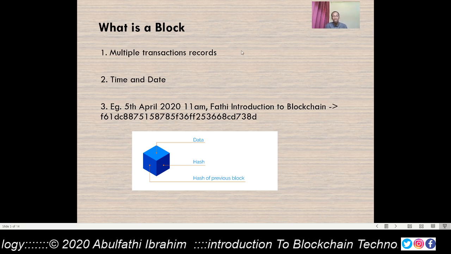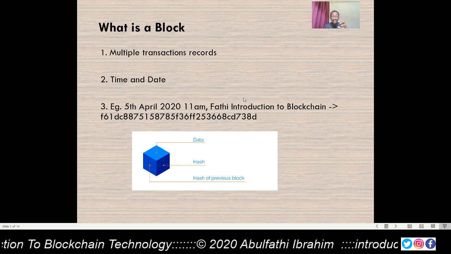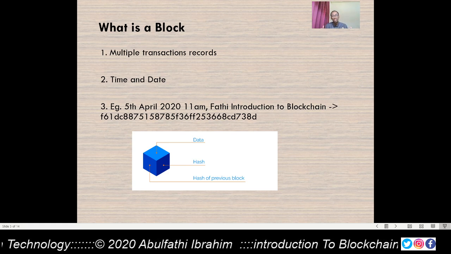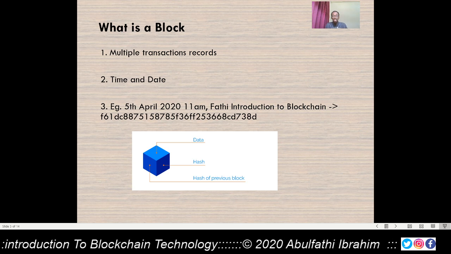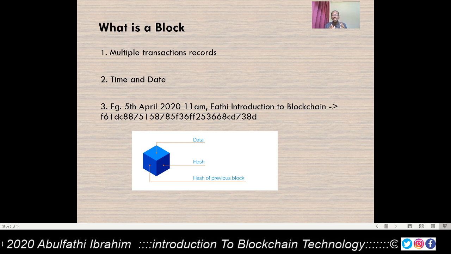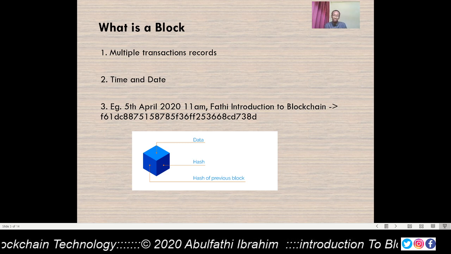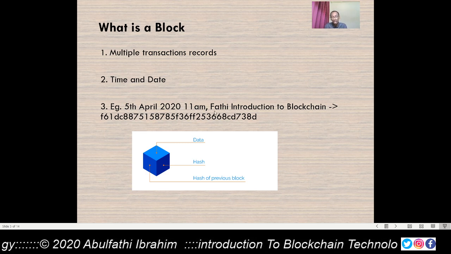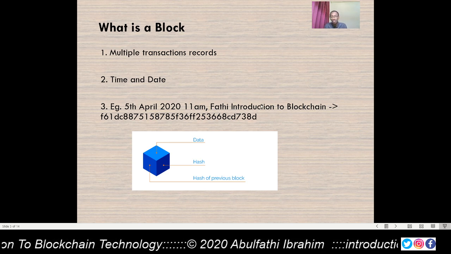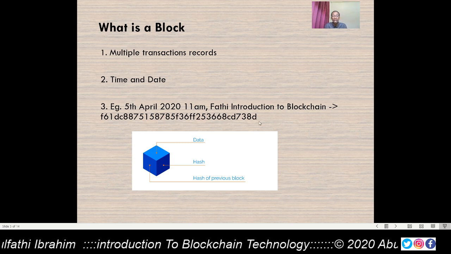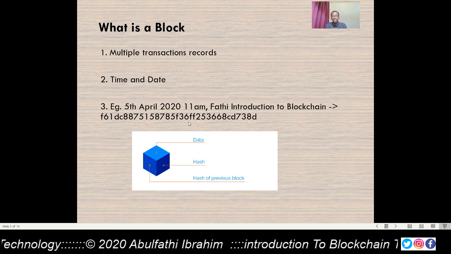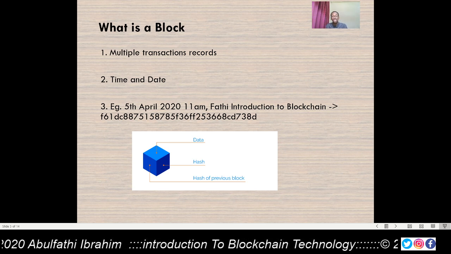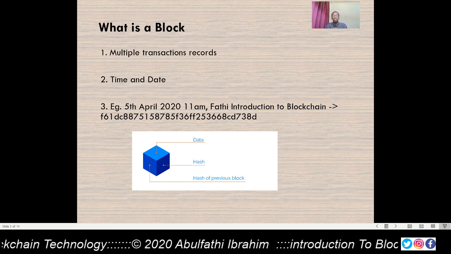We have different kinds of transactions. So what is a block? We know the blockchain is the distributed ledger used to store everything of value virtually. So multiple transaction records, time and data. The block contains a permanent data record on the blockchain. Assume I have one example here: today is 5 April 2020, 11 a.m., for example, Fathi introduction to blockchain. This is the information, and it is represented by this hash. This hash is a security under cryptography that gives the blockchain technology trust and makes it very difficult for someone to change this block.